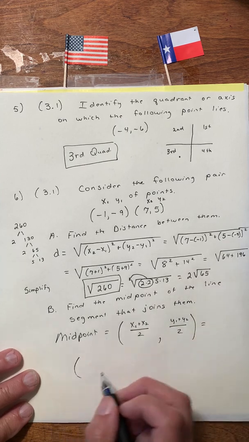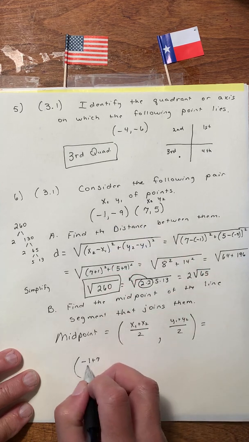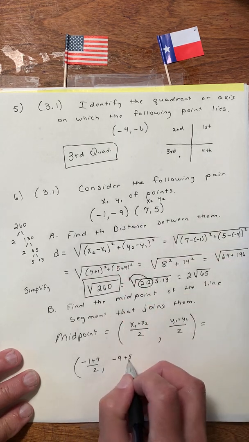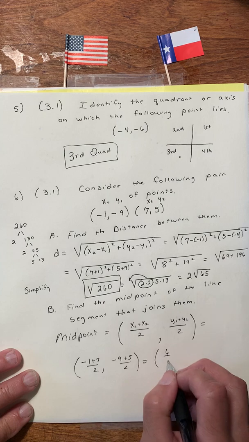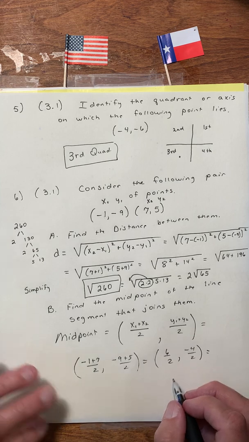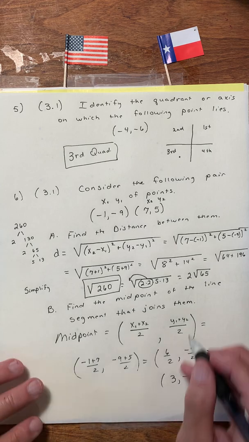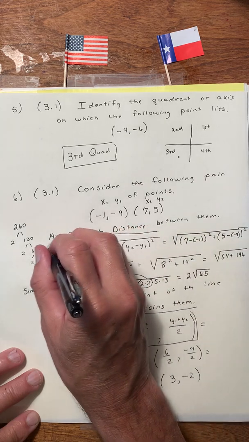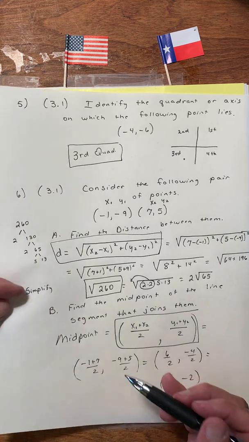Hey, that's pretty easy. So it's negative 1 plus 7 divided by 2. It is negative 9 plus 5 divided by 2. That's 6 over 2. That's negative 4 over 2. So my midpoint is 3, negative 2. Again, midpoint formula, distance formula. Have these guys highlighted so you can refer to them when you need them.